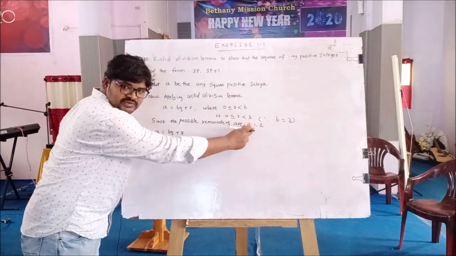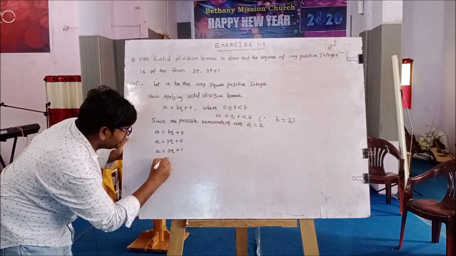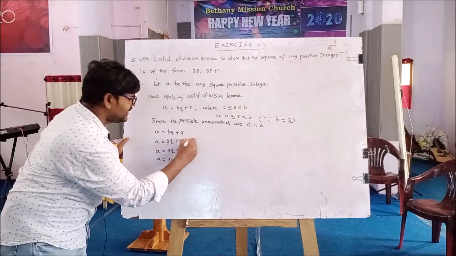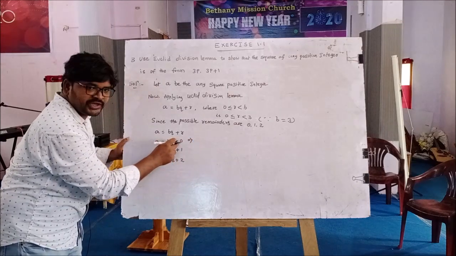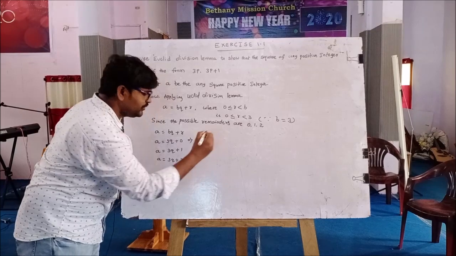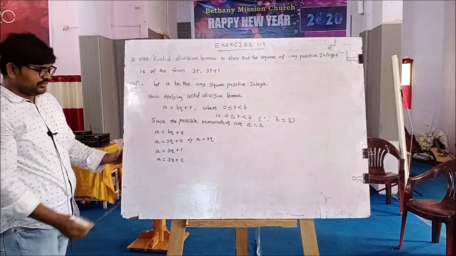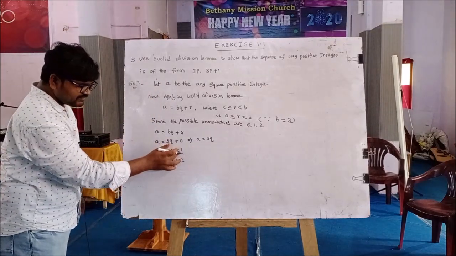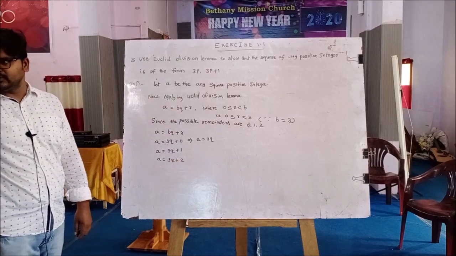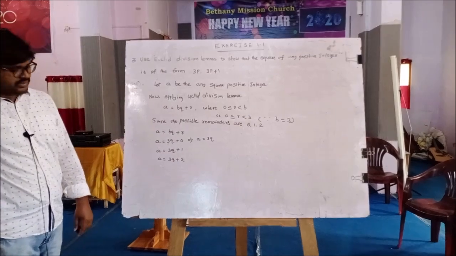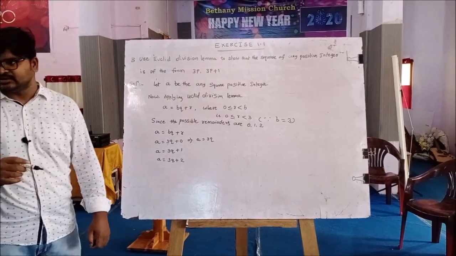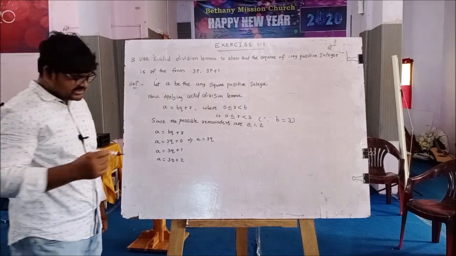Next, remainder equals 1, so a equals 3q plus 1. And a equals 3q plus 2. That implies a equals 3q, a equals 3q plus 1, and a equals 3q plus 2. But we have to find the square of any positive integer.